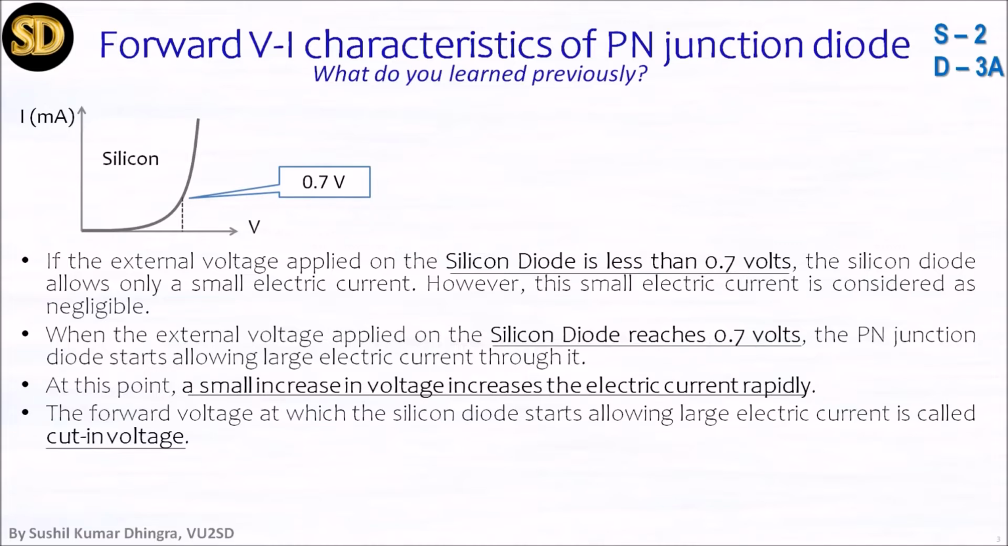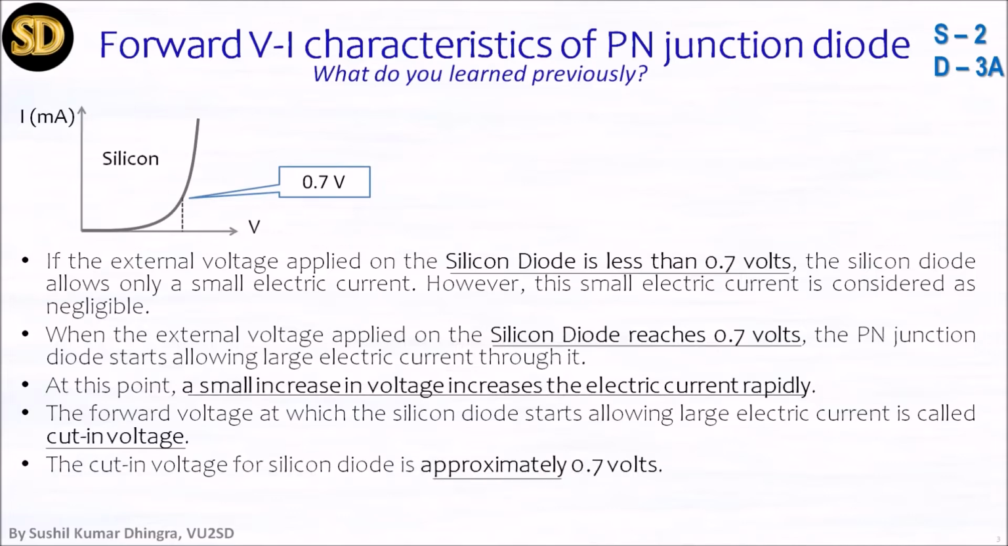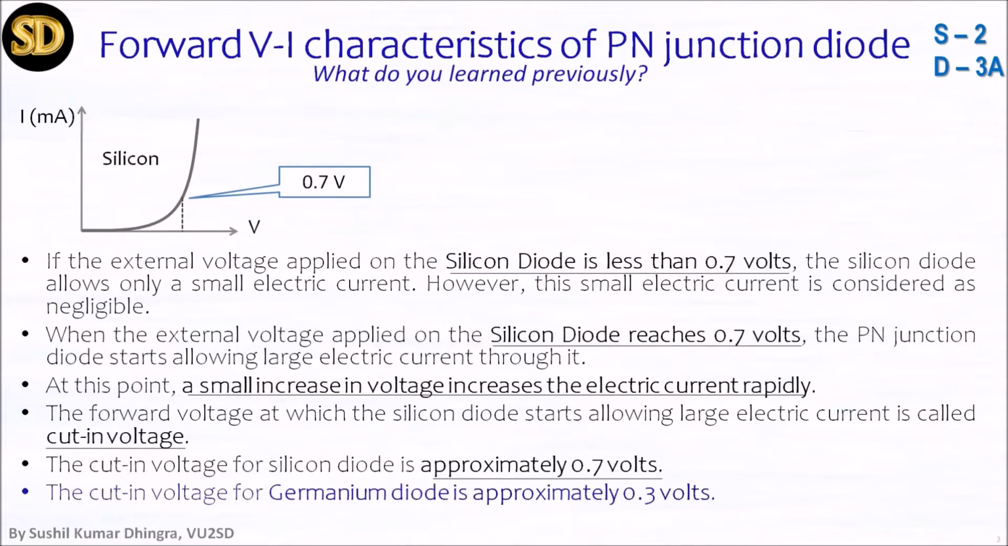That is different for silicon and germanium. The cut-in voltage for a silicon diode is approximately 0.7 volt. See on your screen, this is for forward bias, not reverse bias; that is a different parameter. And the cut-in voltage for germanium is 0.3 volt because it is very sensitive. So this is a quick summary.